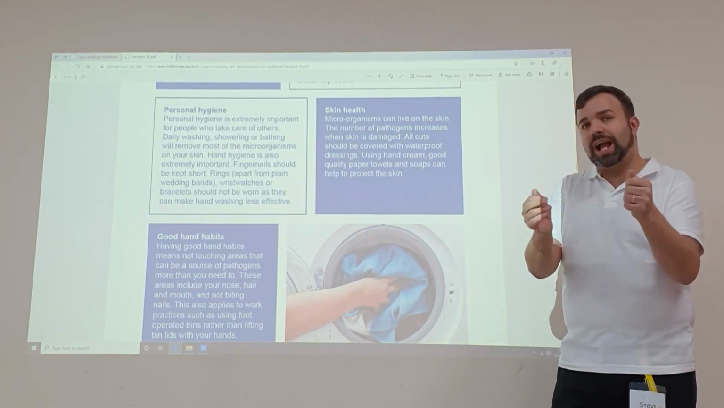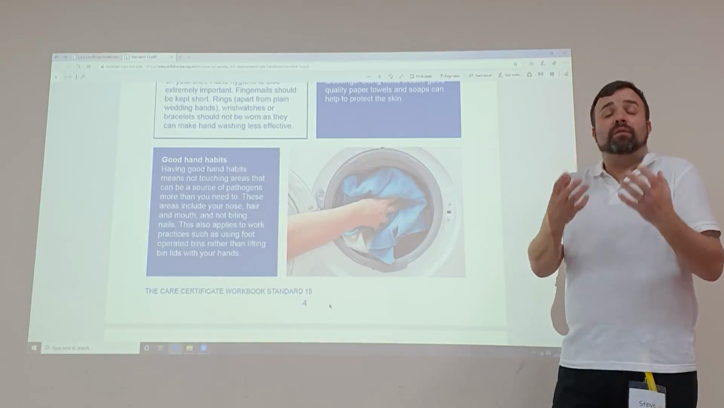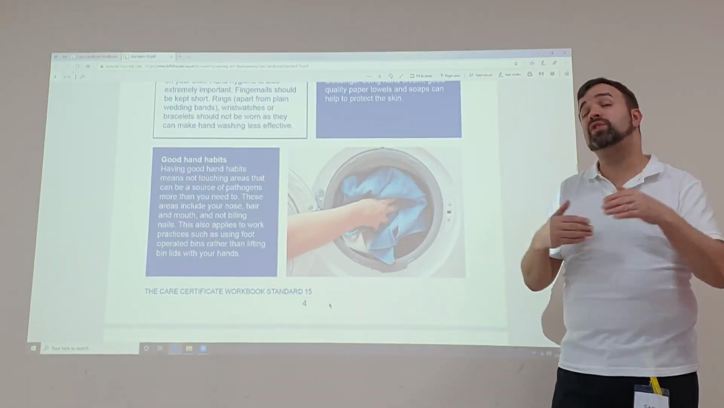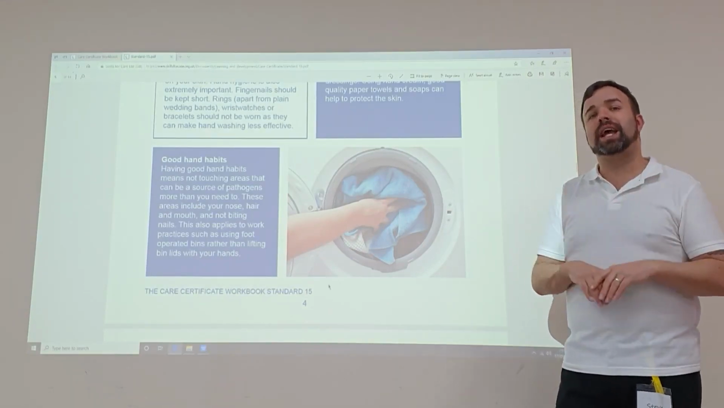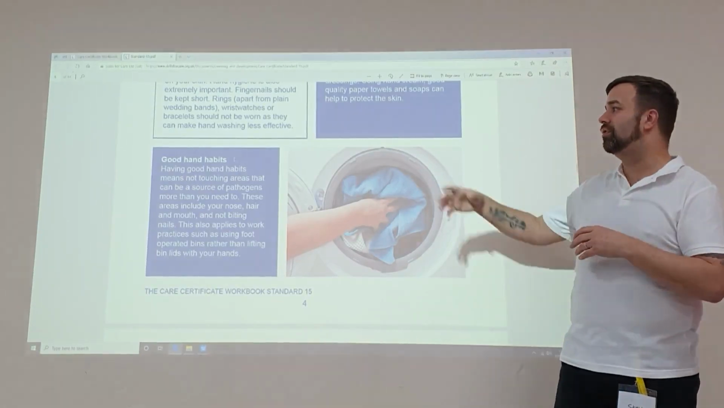Remember, when we're washing our hands all the time, our hands become dry and cracked. If we've got cracked skin, that's a mode of transmission into our body and a way in which we can become unwell. It's important you maintain good hand hygiene and make sure that your skin is in good condition.